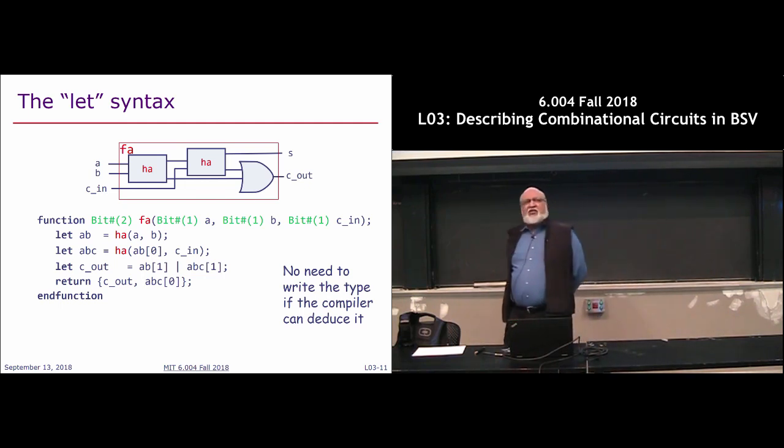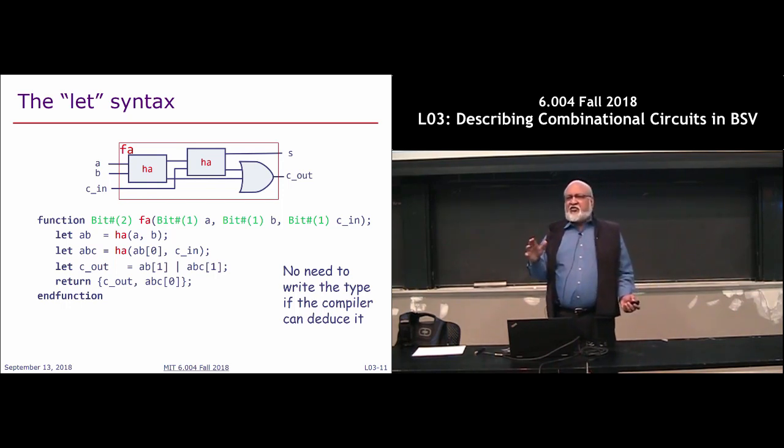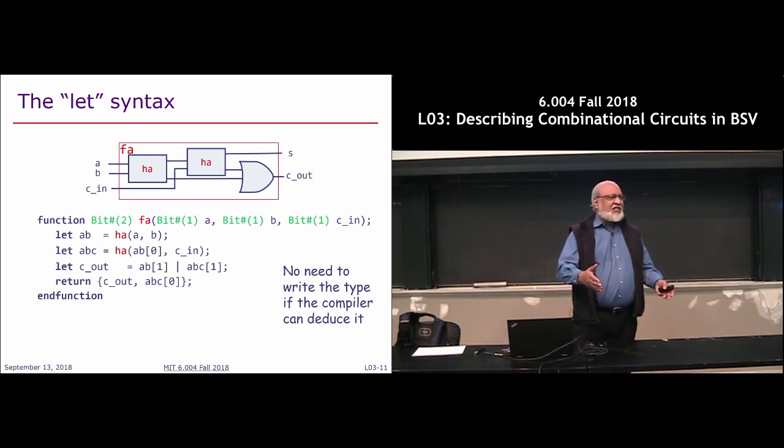No need to write down the type if the compiler can deduce it. Actually, you wouldn't know whether the compiler can deduce it or not. You'll get very, very good at it. But the best way is you feed it to the compiler. It says, I don't know what you're talking about. Then you say, oh, I meant this. So you can write lots of lets in your program, and if it can't disambiguate what type something has, the tool will complain.